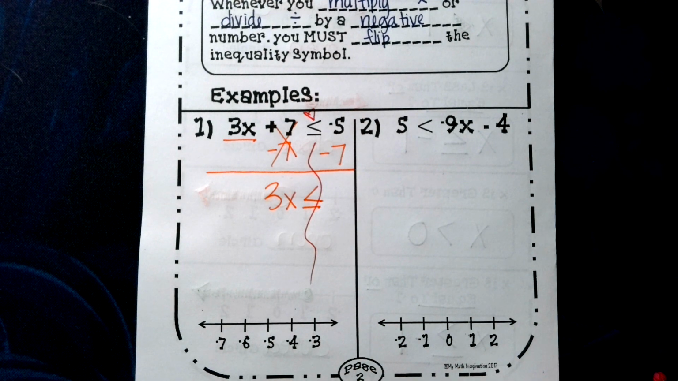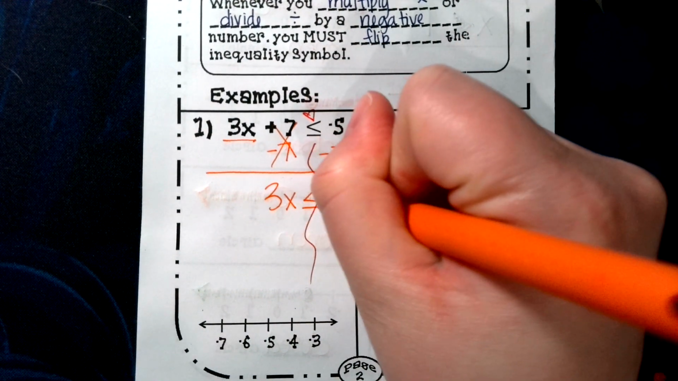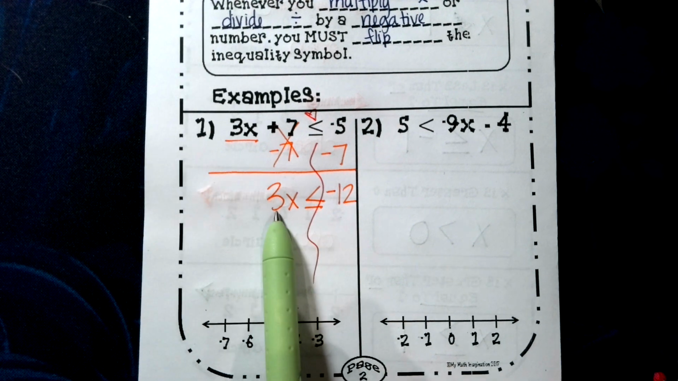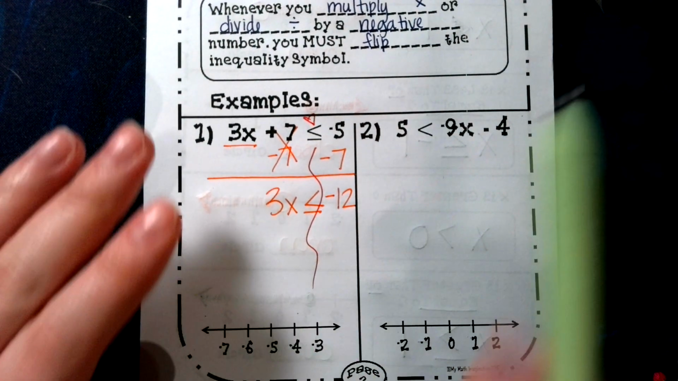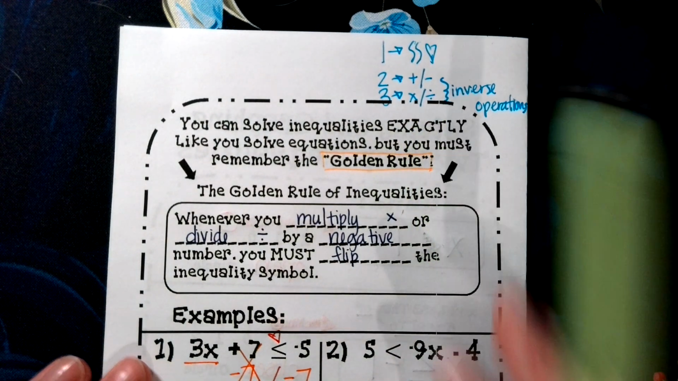Pause the video and use Desmos if you need to, or draw out your pluses and your minuses and cancel them if you can. What's negative 5 minus 7? Negative 12. Negative 12. Are we done? No, we still got to get rid of that 3. So again, we're going to use inverse operations. We're going to either multiply or divide.